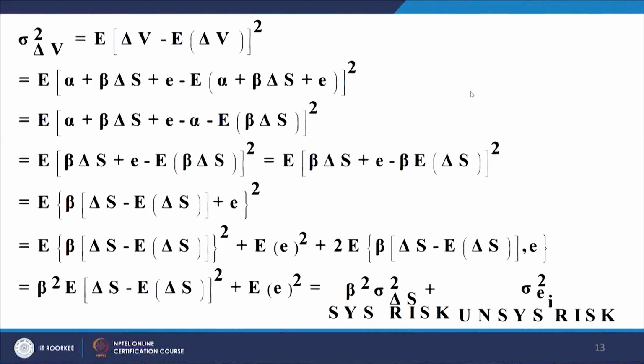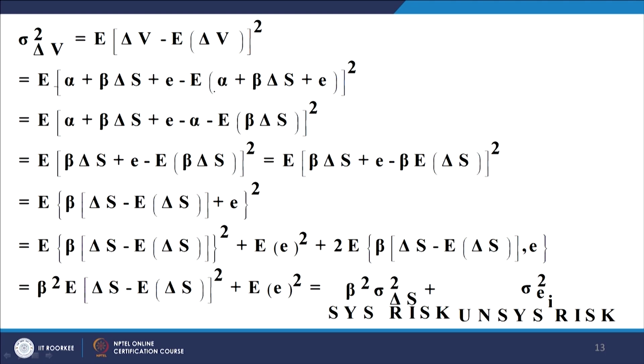Let us look at one more implication when we use standard deviation as a measure of risk. It is very interesting. If you use standard deviation, or variance of course, same thing, as a measure of risk, then the first step is obvious. We write delta V minus its mean value, where delta V is the instantaneous change in value, that is alpha plus beta delta S plus the error term, the random term.